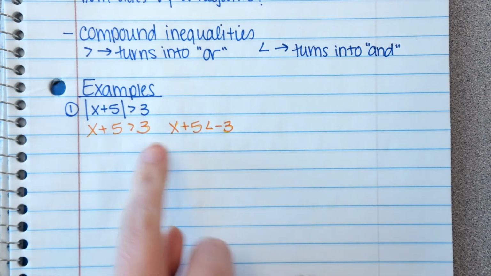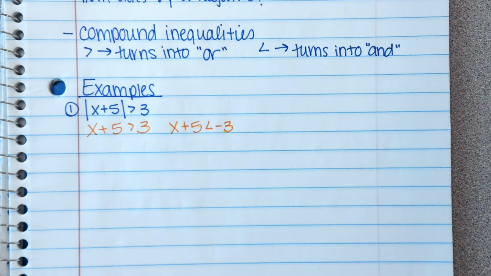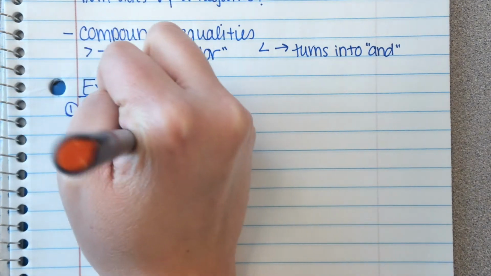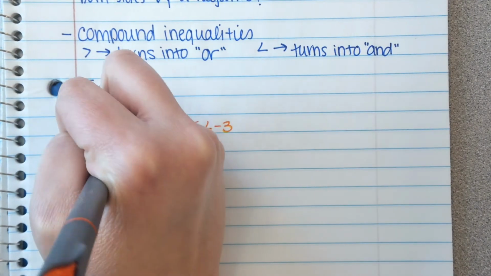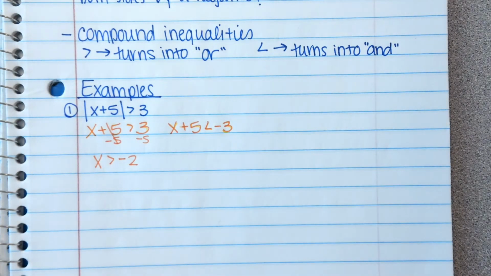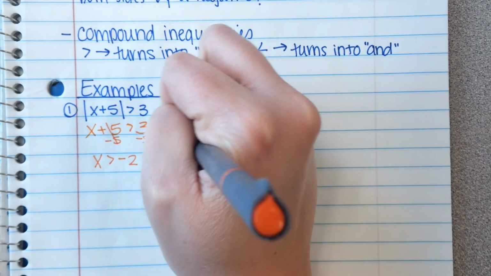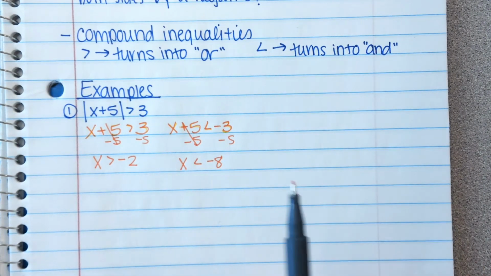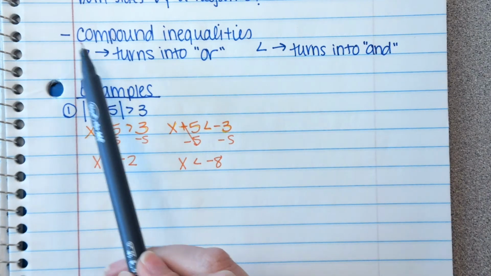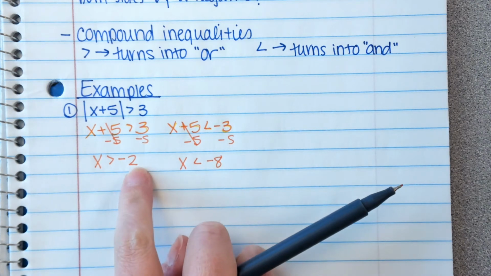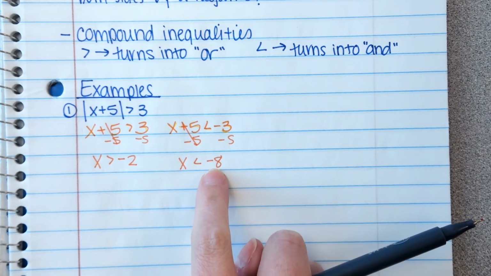Now, each of these are one-step inequalities, so take just a second, solve those, and see what you get. All right, to solve the first one, we will subtract 5 on both sides, and we get x is greater than negative 2. And on the other one, we subtract 5 and get x is less than negative 8. And so, a little hint, we started out with greater than, so this is going to be an "or." So it's x is greater than negative 2 or less than negative 8.